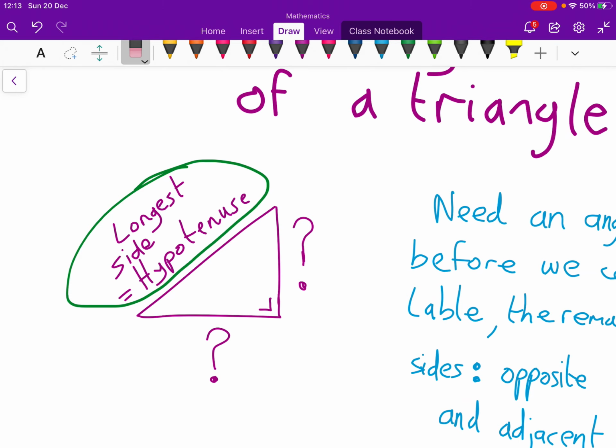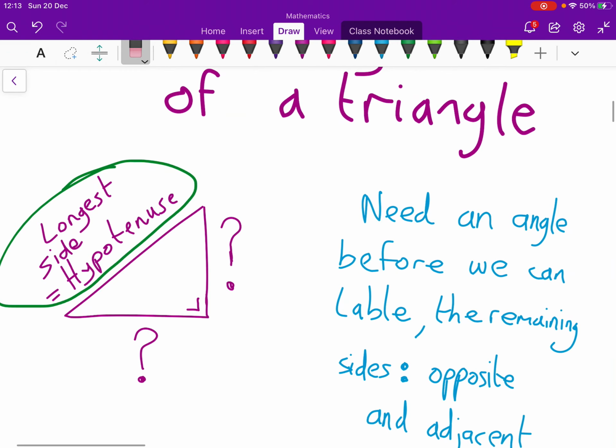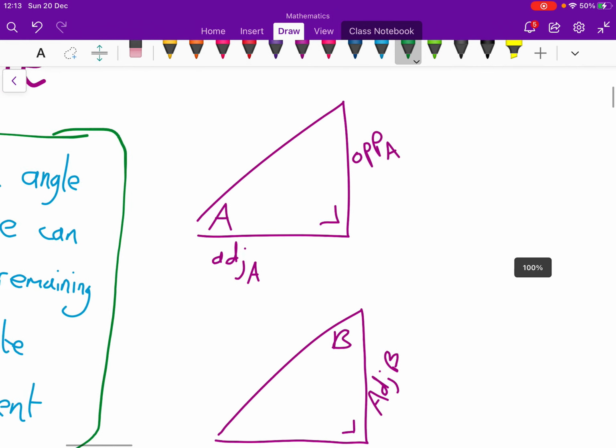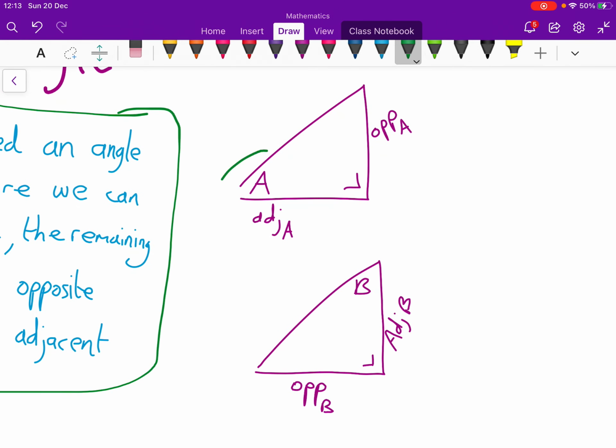Before we go naming the other two sides, you see we've got question marks there. We can't really name them unless we specify an angle. So we need an angle before we can label the remaining sides, opposite and adjacent. So here's what I mean in these triangles over here. In our first triangle we have angle A.